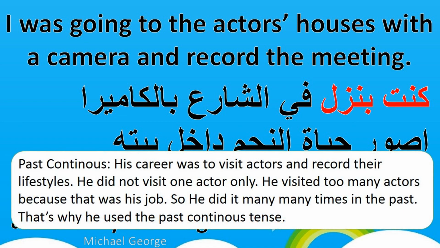The speaker used the past continuous tense because his career was to visit actors and record their lifestyles. He did not visit one actor only. He visited too many actors because that was his job. So he did it many, many times in the past. That's why he used the past continuous tense.